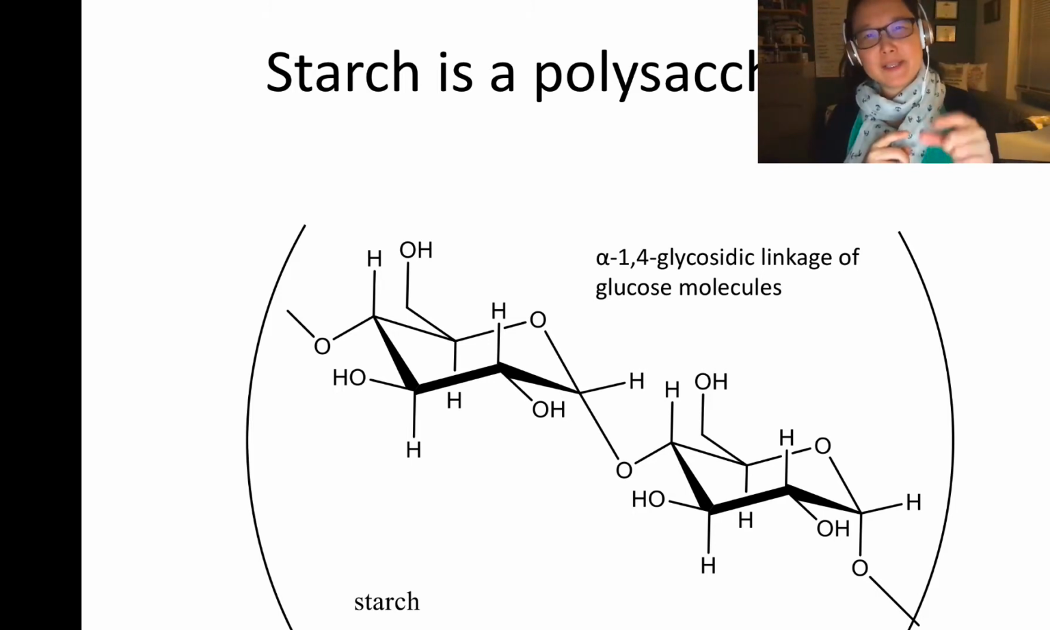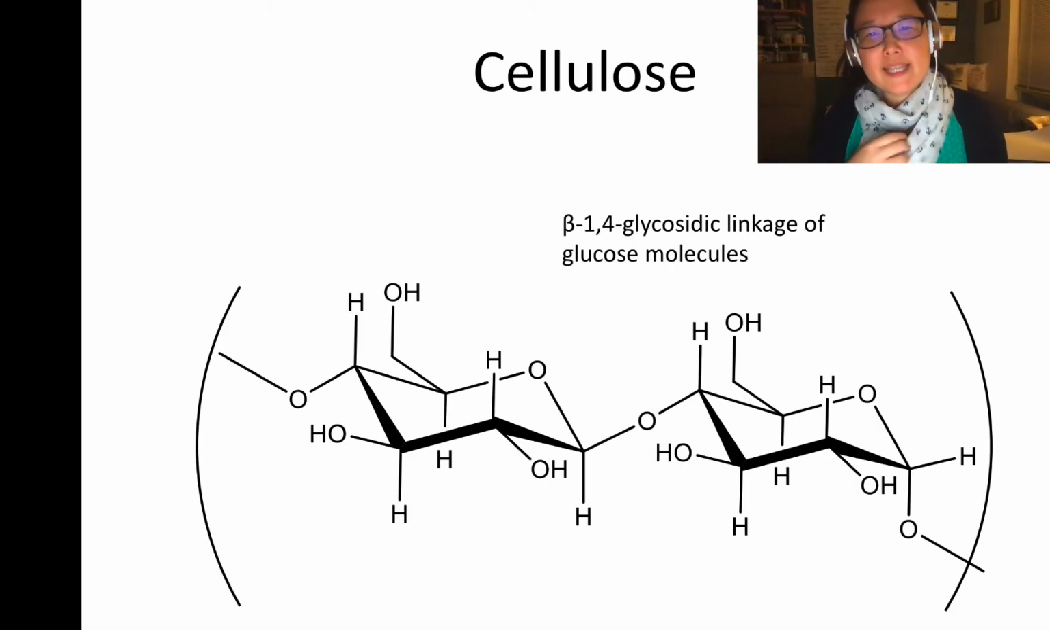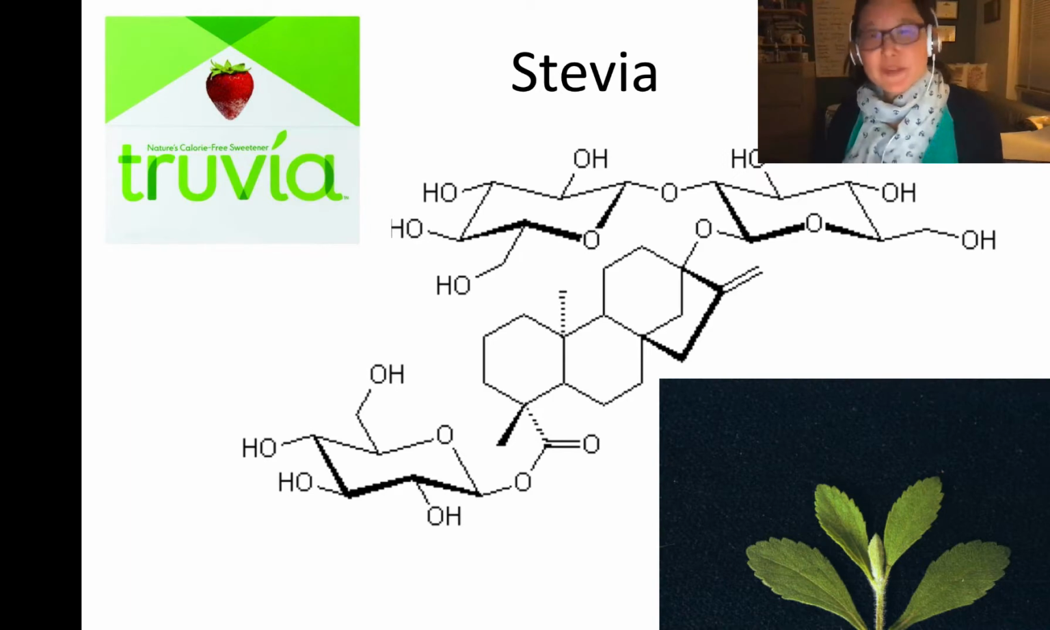So if you just take a piece of bread and hold it in your mouth for a while and just let it soak in, you'll start to taste the sweetness from just the natural enzymes in your saliva breaking that down. Cellulose, of course, is a beta 1,4 linkage, so we talked about how your saliva or your amylase cannot break that down. Some of you might be interested in sugar substitutes as well.